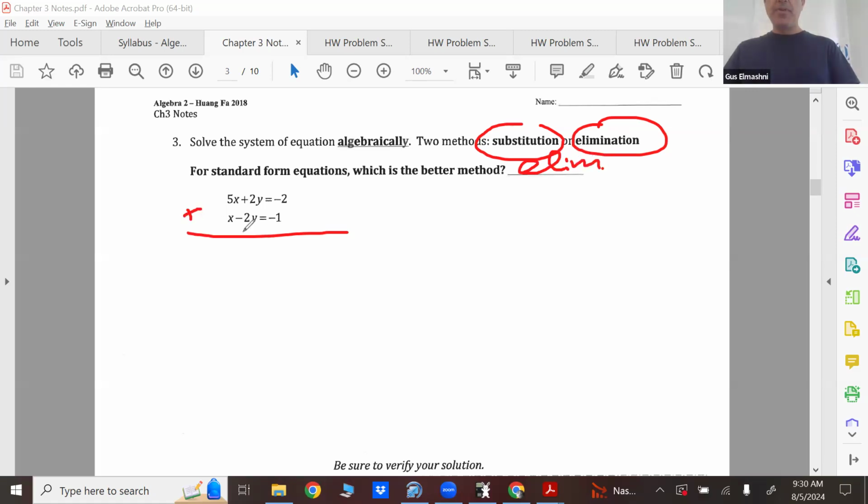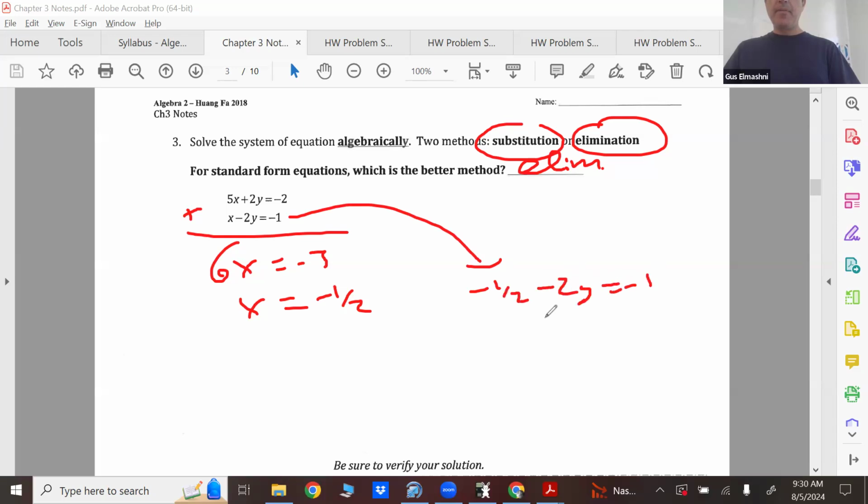Because what if I just add the equations together? Why would I add the equations together? Yeah, the y's would cancel exactly. You get 6x equals -3. X equals -1/2. Then you could solve for y. Add half to both sides.